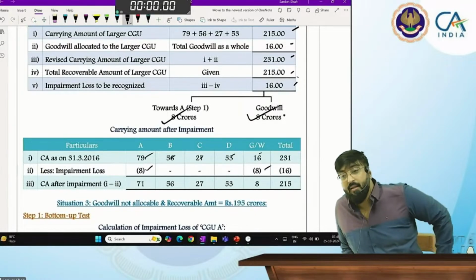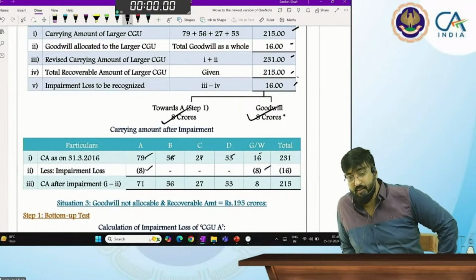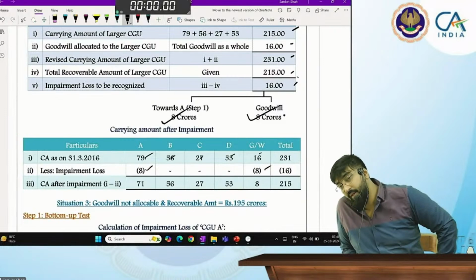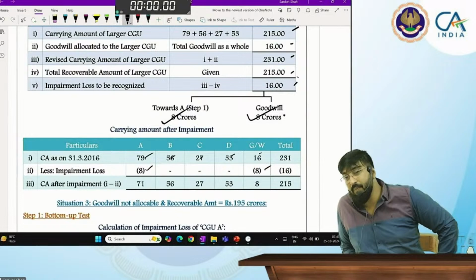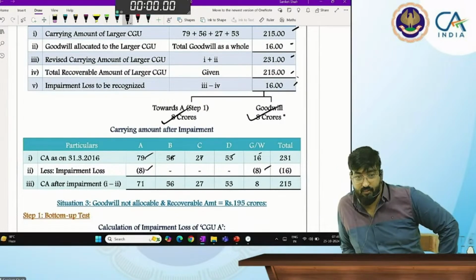So I think you got a different answer. Sir, no, my calculation went wrong. Instead of 215, I had 208, the calculation was wrong. Yes. But first you have to do 8 by the bottom up test, and then the remaining part you will take from goodwill. Yes, sir.